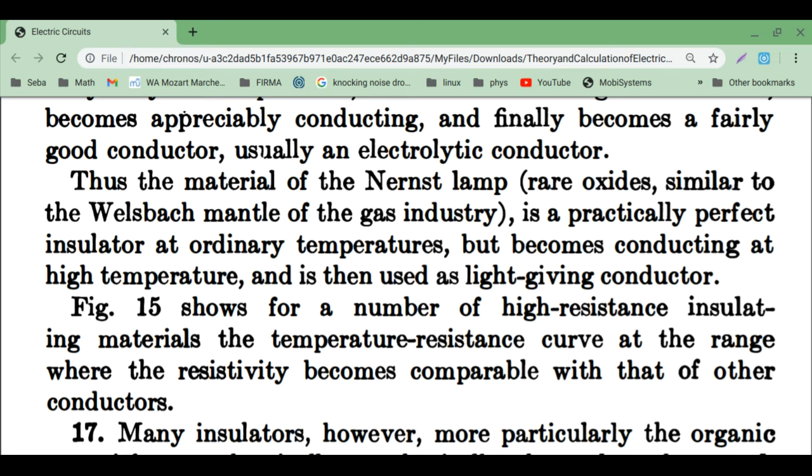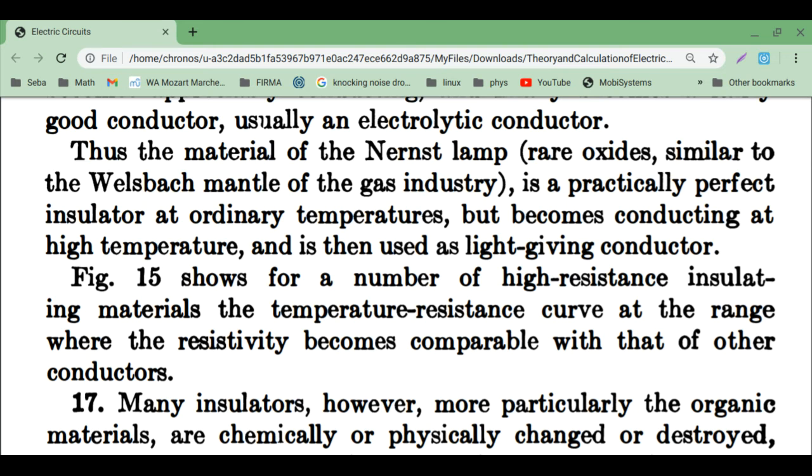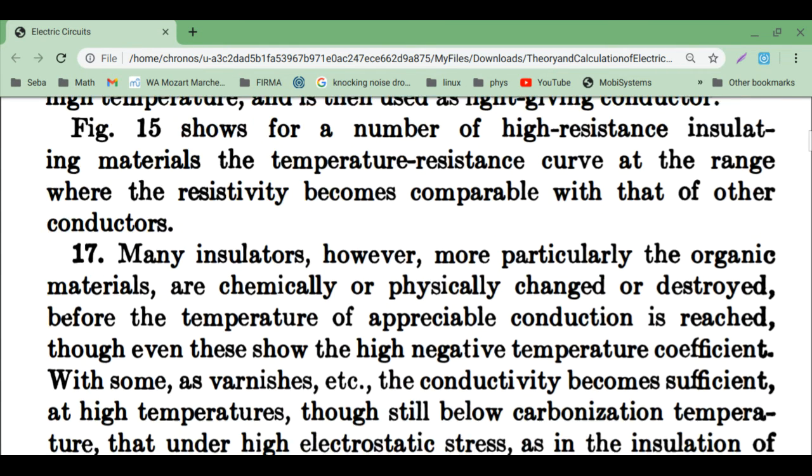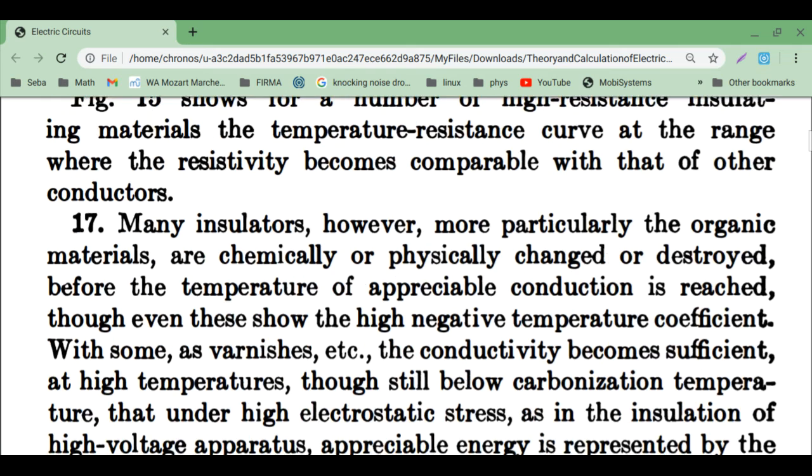Thus, the material of the Nernst lamp, a rare oxide similar to the Welsbach mantle of the gas industry, is a practically perfect insulator at ordinary temperatures, but becomes conducting at high temperature and is then used as a light-giving conductor. Figure 15 shows, for a number of high resistance insulating materials, the temperature resistance curve at the range where the resistivity becomes comparable with that of other conductors.